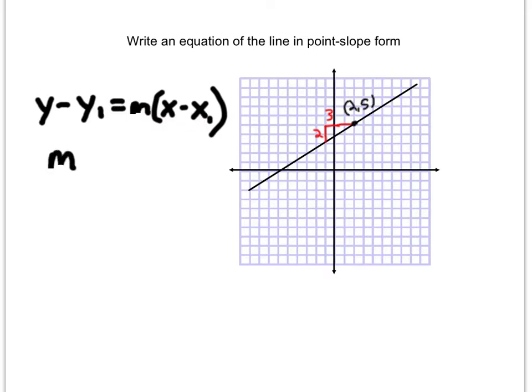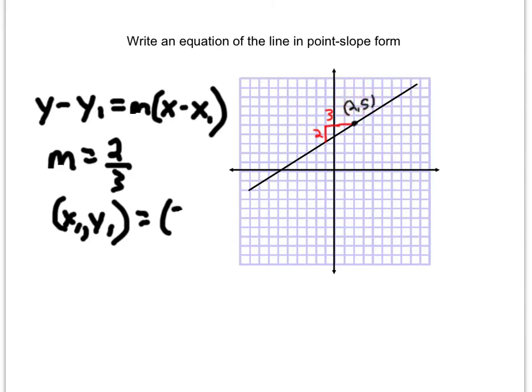Well, our m is always our slope. In this case, our slope is up 2 and over 3, so our m is 2/3. And then we need to know an ordered pair for our x1 and y1. Okay, our x1 and y1 ordered pair is the point that they give us. Okay, so my x is 2 and my y is 5.